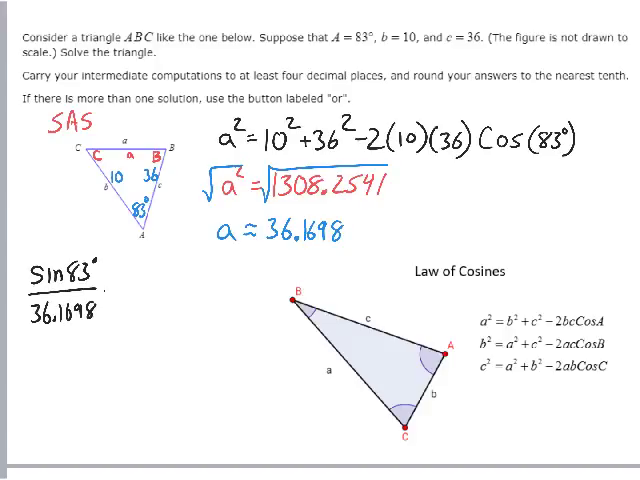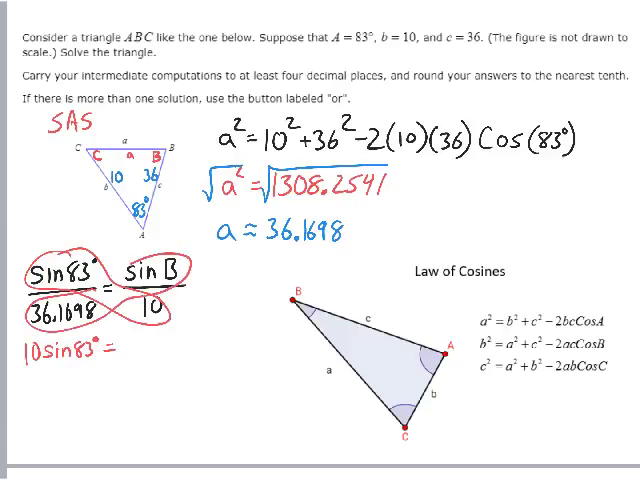36.1698 is equal to, well, if I want to find sine B or C, it depends on which angle I want. I'm just going to do sine B to start with, which, if I'm doing sine B, its opposite side is 10. So if I solve this for B, I will now have angle B. Again, you could have used law of cosines. I chose not to. When you cross multiply to solve, you get 10 times sine 83 degrees is equal to 36.1698 sine B.